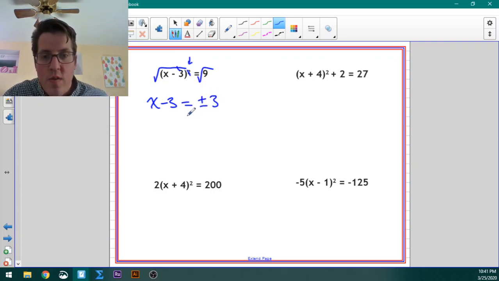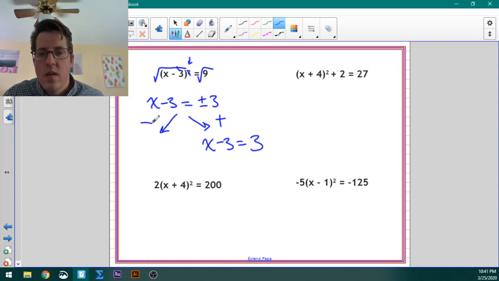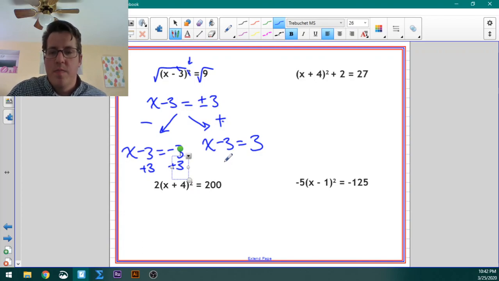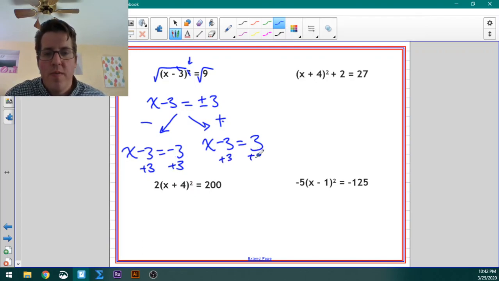Now, that doesn't mean the answer is plus or minus 6, or that the answer is positive or negative 3. So we're going to split this up as x minus 3 equals positive 3, that's the plus side, and x minus 3 equals negative 3, that's the minus side. So together these make plus or minus 3. We can add 3 to both sides of both of these equations, and we're going to get two answers. The equation on the left is going to give us x equals 0, and the equation on the right is going to give us x equals 6.